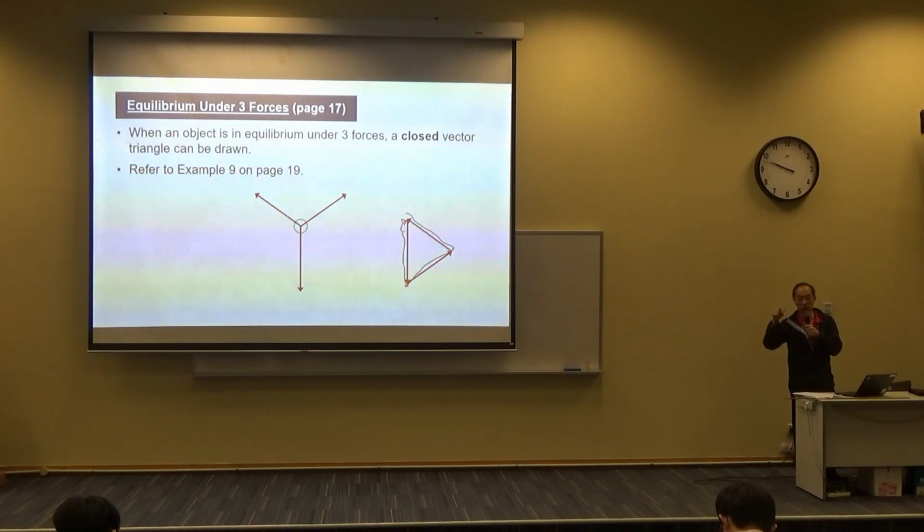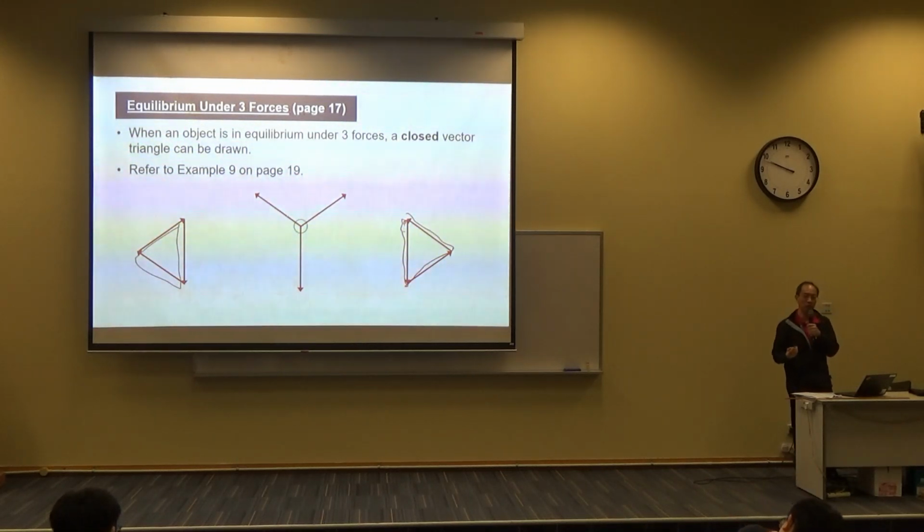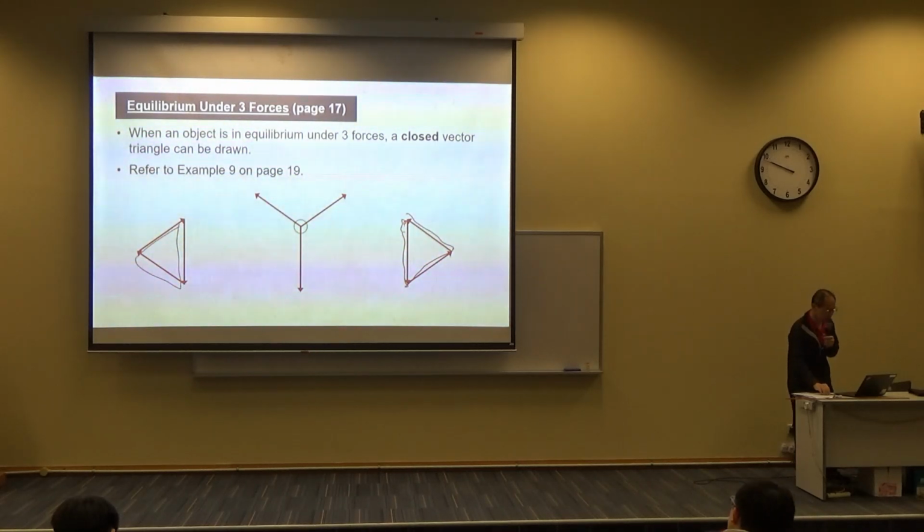That means this triangle is closed because the direction shows a closed loop. So this is an anti-clockwise loop. I can also do a clockwise loop. When I do a clockwise loop, I can start here, then I will come back to the same point. So this is called a closed vector triangle. This shows that this is in equilibrium. If I'm not wrong, most of your secondary school teachers will talk about this.